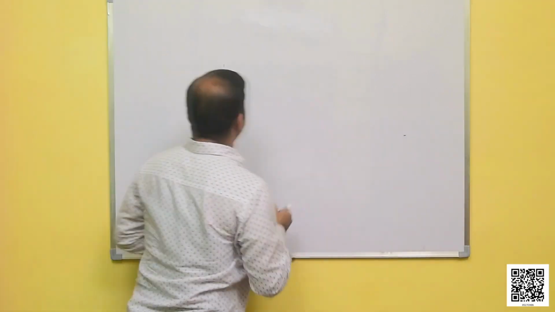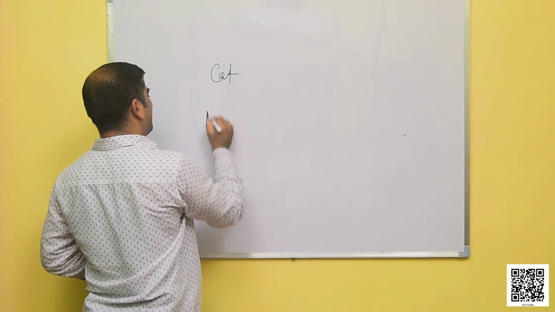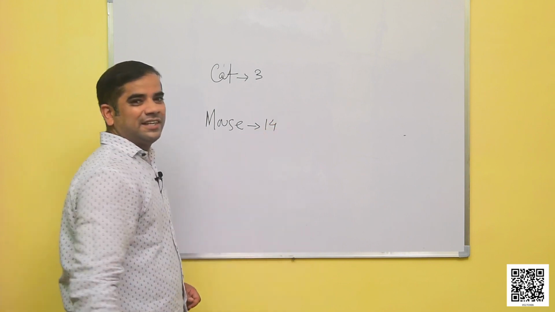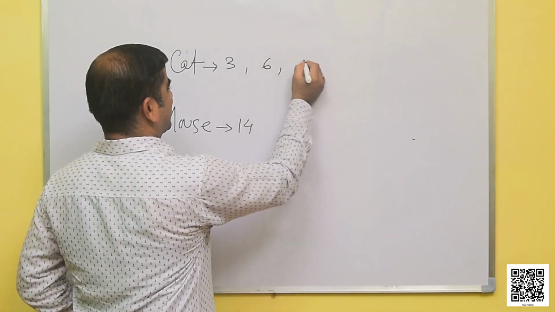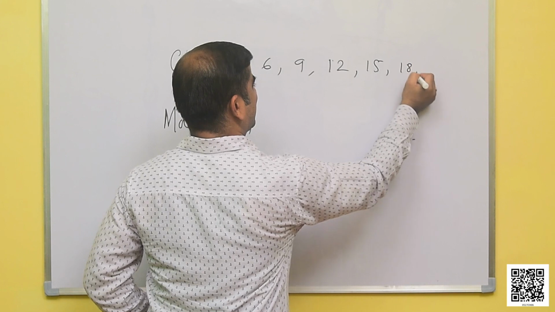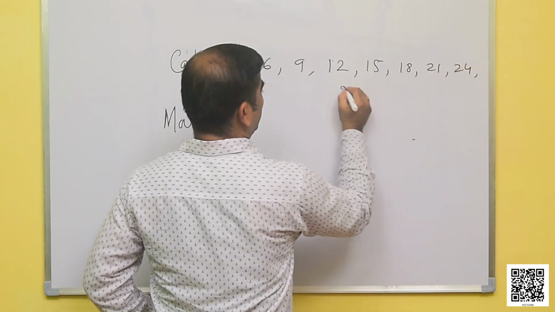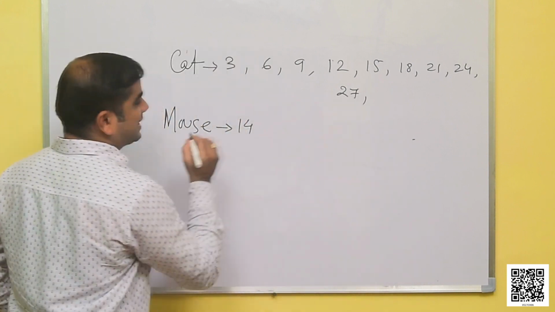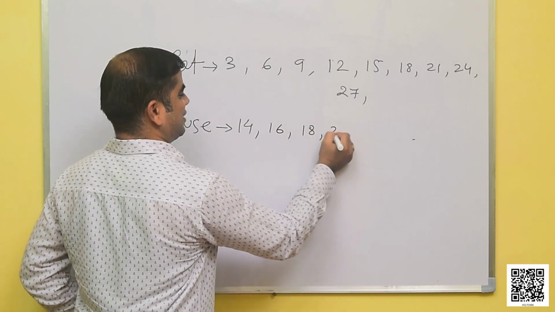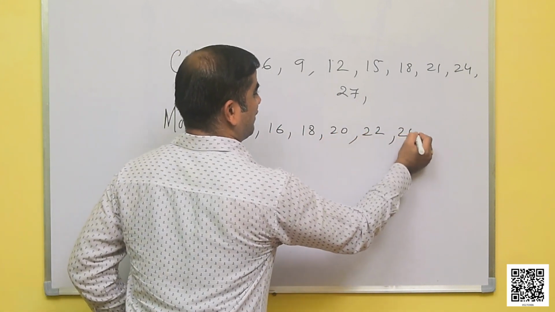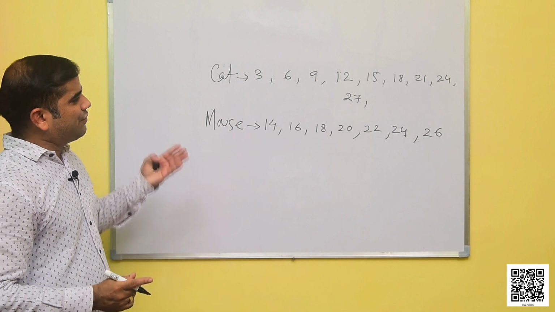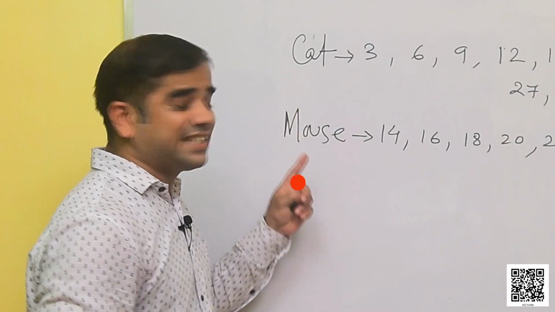Let's see. It is the cat and here goes the mouse. It starts from 3, it starts from 14. Let's check the steps. 3, 6, 9, 12, 15, 18, 21, 24, 27. Okay? Let's check for the mouse. 14, 16, 18, 20, 22, 24, 26. Okay? So can you find the relationship whether the cat is catching the mouse or not?